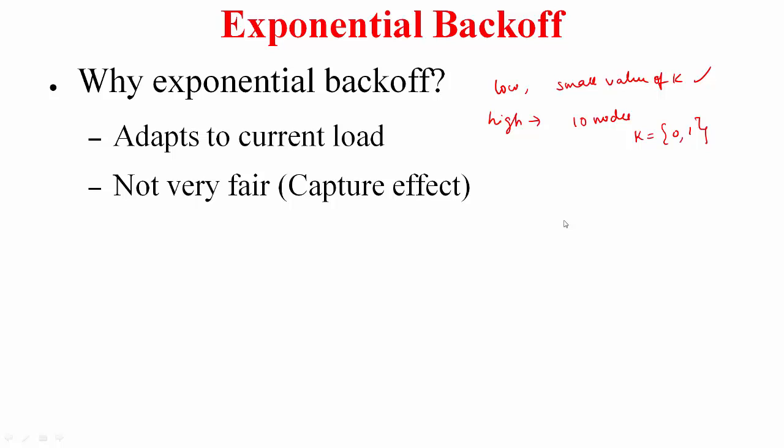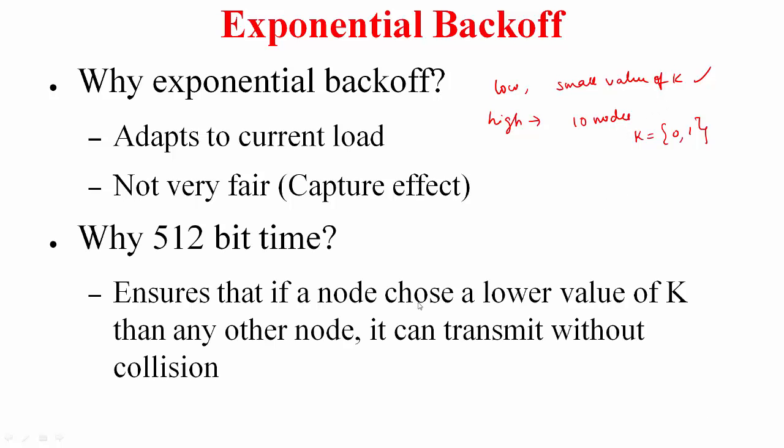If it is experiencing a lot of collisions, that means the load is high, thereby it will start choosing a larger value of k. If it is not experiencing that many collisions, that means the load is less, thereby it chooses a smaller value of k. And where did this 512 bit time come from as part of exponential backoff? Basically, this gives an opportunity for a node which chose a lower value of k to transmit without collision.